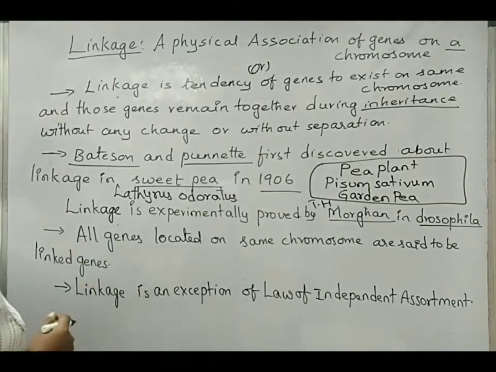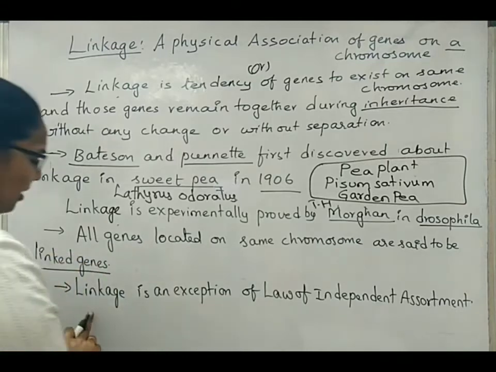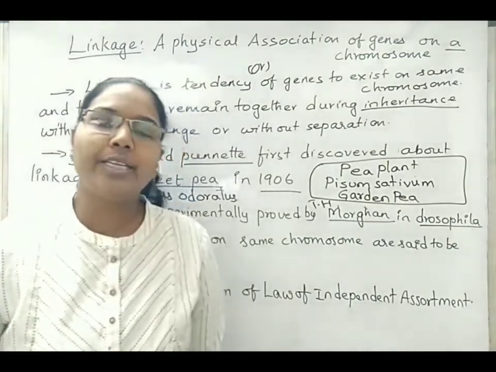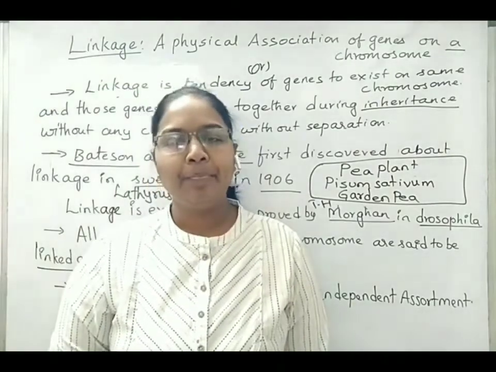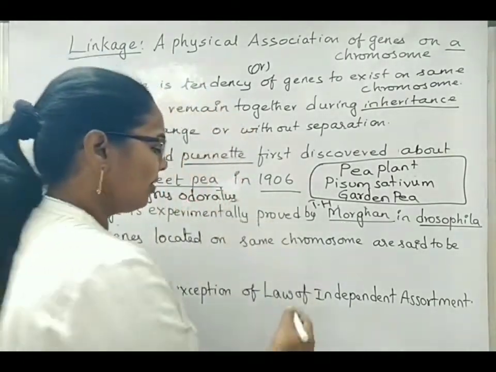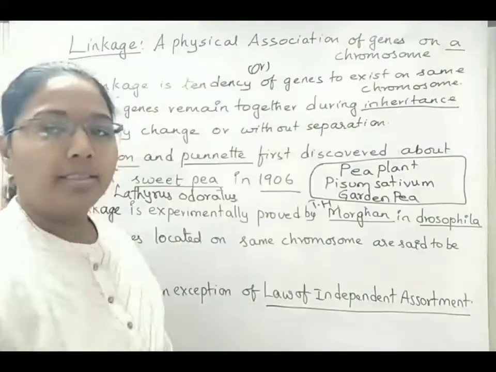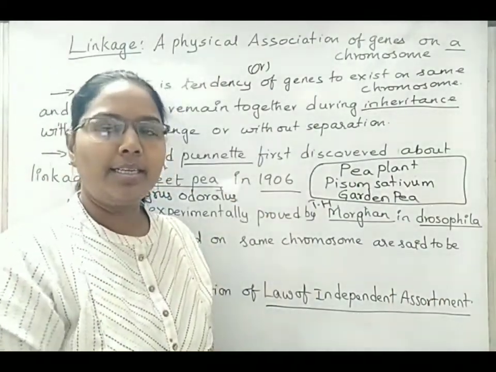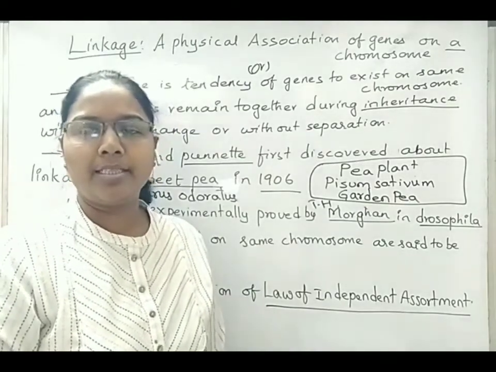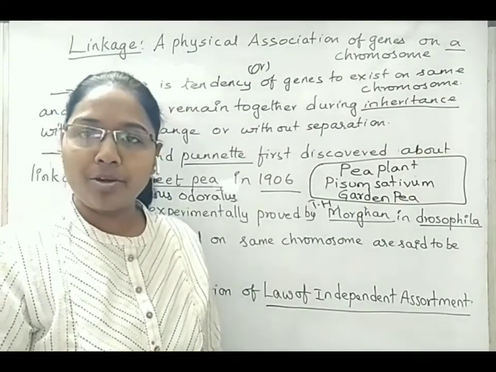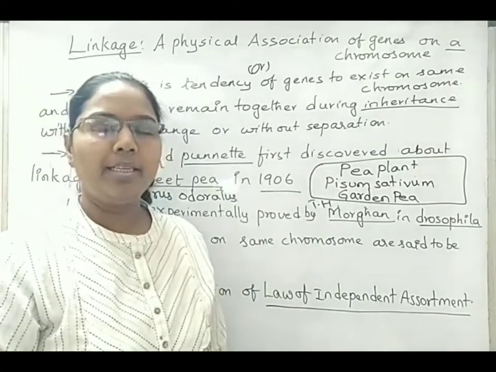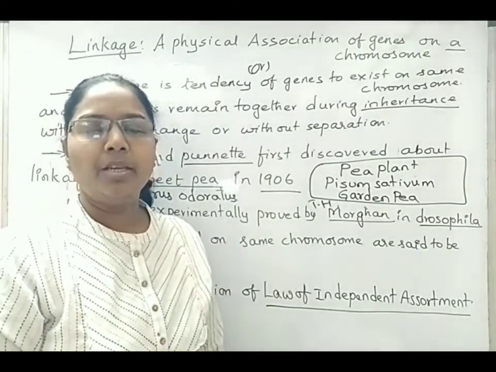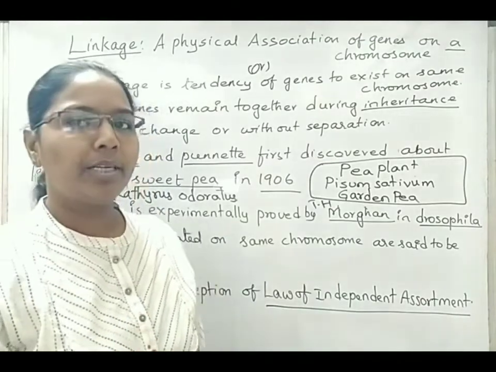All genes located on the same chromosome are said to be linked genes, which I told you initially. This linkage is an exception to the law of independent assortment. What is independent assortment? It is the third law given by Gregor Johann Mendel. In this, we read few examples that if a pair of dominant alleles responsible for two different characters, as in a dihybrid cross, are present in an inheritance, then each dominant allele will be expressed without concern for the existence of another dominant gene beside it.